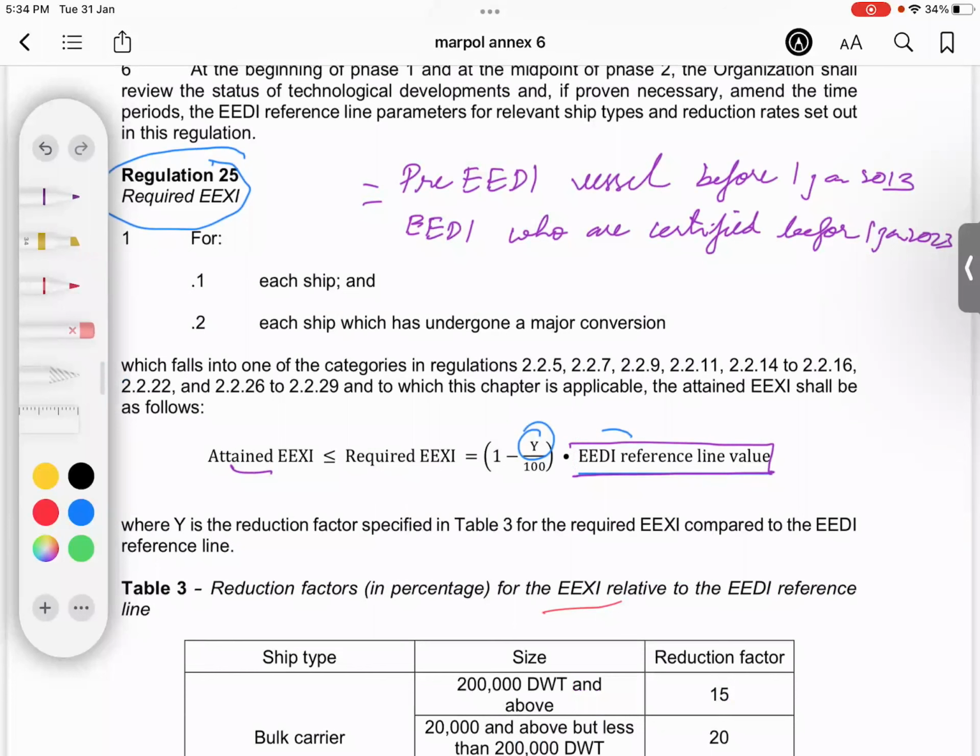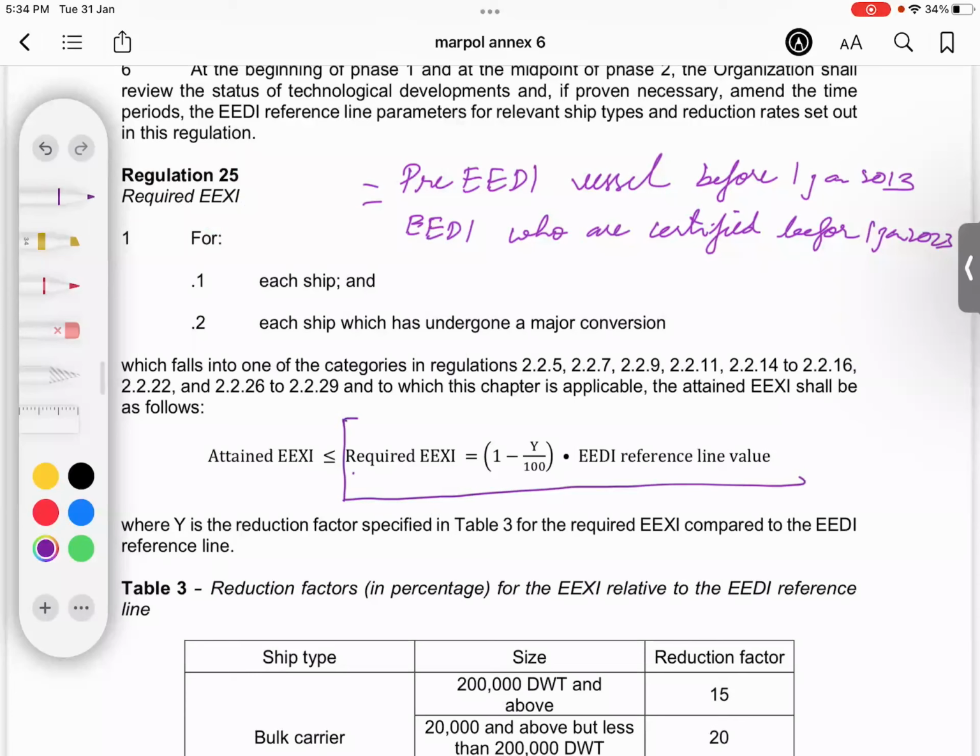यहाँ पे देखिए. Just see the formula of EEXI, right? We are reading only EEXI. See, required EEXI. Just focus on this much. अभी उसको छोड़ दीजिए दूसरी साइड वाला. Required EEXI is equal to 1 minus Y by 100. The reduction factors are, I will not say exactly same, they are almost same. थोड़ा constant में यहाँ वहाँ है, हल्का सा change है. 100% same नहीं है, but 99 तक same है, right? I'm just trying to explain. Don't say this in front of surveyor.